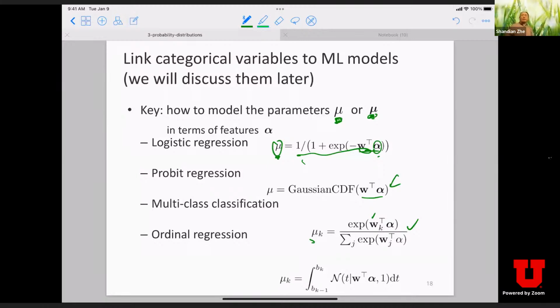Whichever case, if you want to do binary classification, you only need to model mu, right? You only model mu with some feature vector. But if you want to do multi-class classification, you have to model the mu vector. Each of these elements is in the mu vector, and you have to model them according to your feature vector.